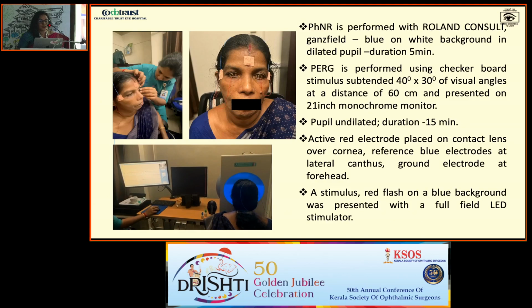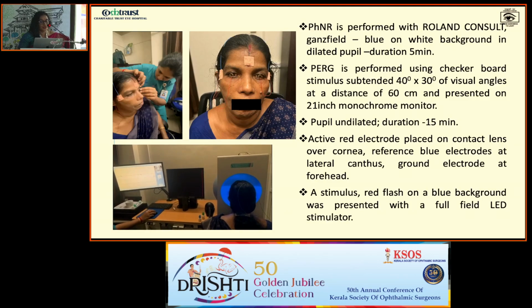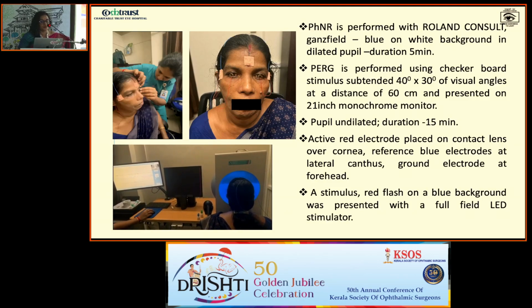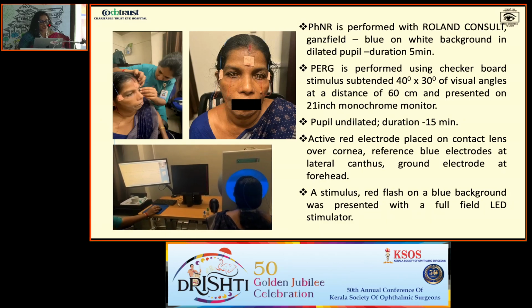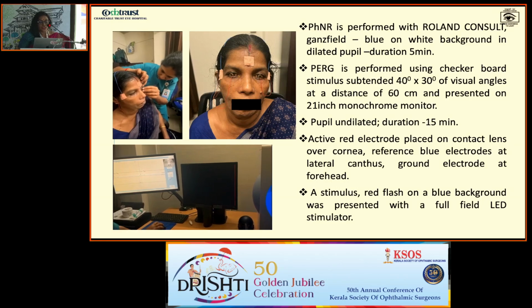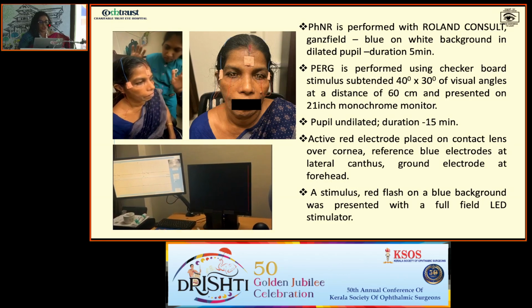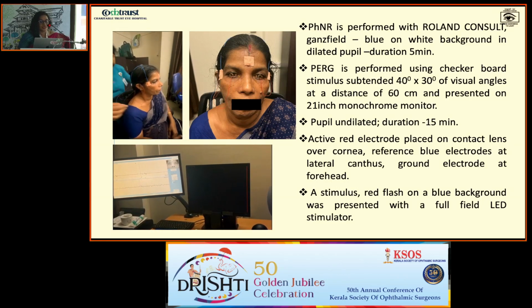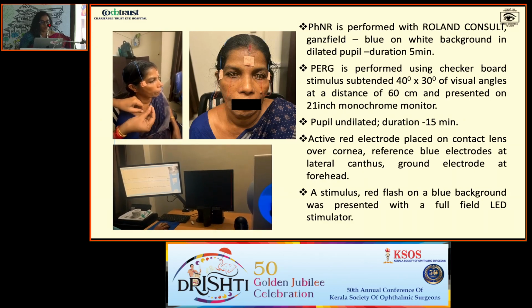PhNR is performed with Roland ganzfeld, blue on white background, in a dilated pupil, and PERG was done with an undilated pupil. It took around 15 minutes, and the electrodes were placed on the cornea, with the reference electrode at the lateral canthus and the ground electrode at the forehead.